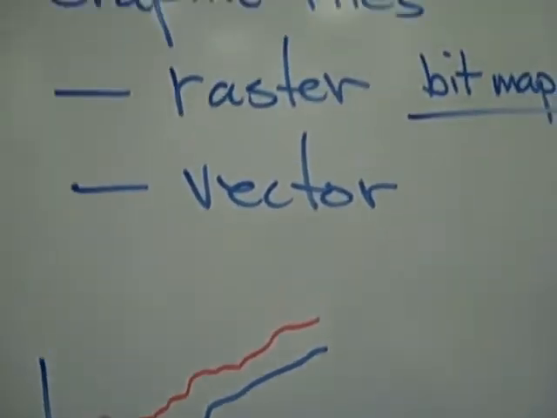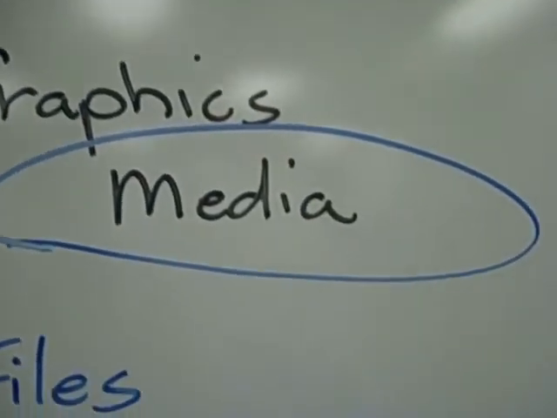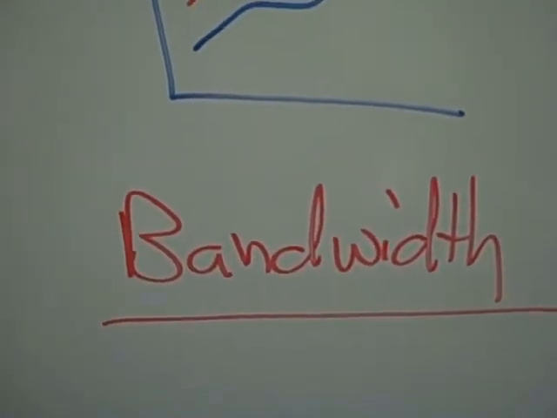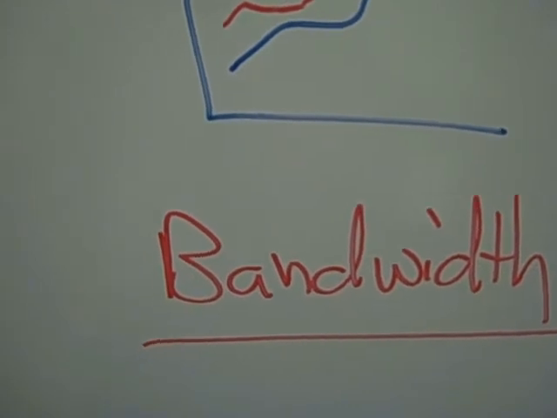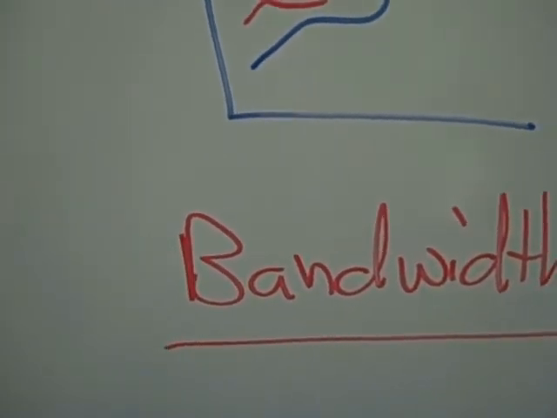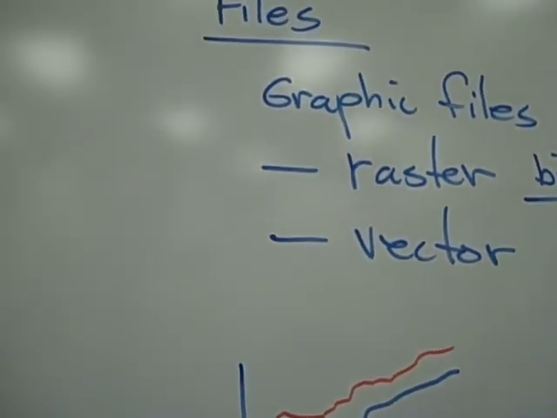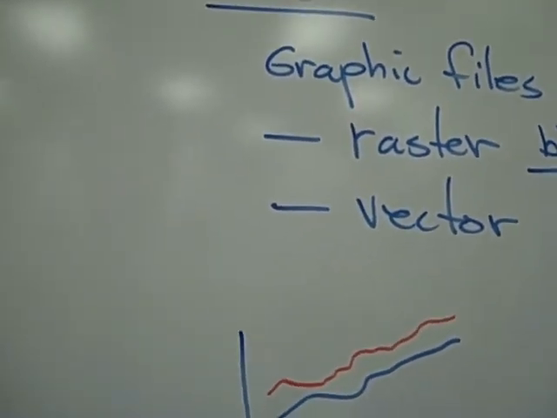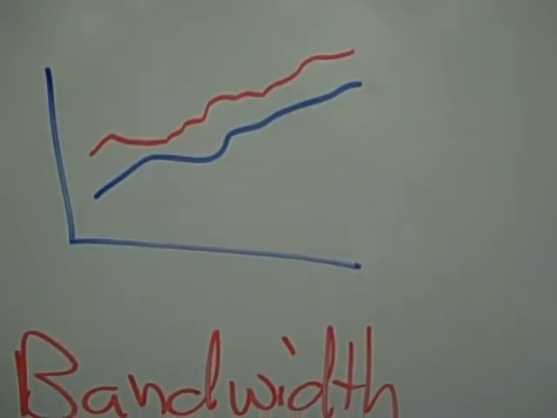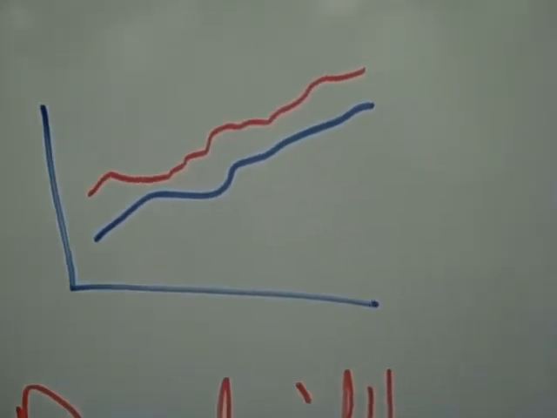Anytime we deal with graphics and all this different type of media, we have to be concerned about bandwidth, because in order to create a video in a digital form, it takes a lot of bits. And so we have to be concerned with if we can move them all fast enough.